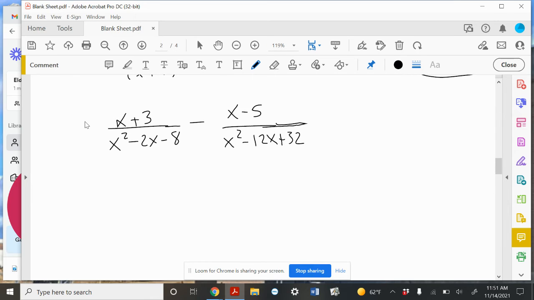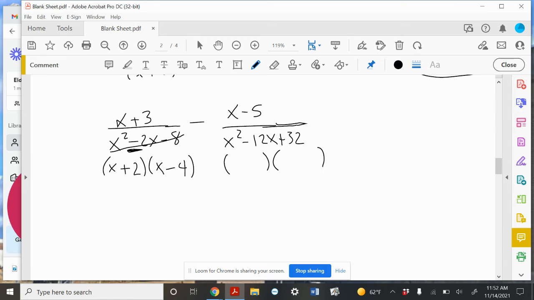Okay. Last one on subtraction and addition. In this case, I need to factor the denominators. So notice I have a negative 8. That means I have an x and an x. The negative tells me one is positive, one is negative. This negative here tells me that the larger one is going to be negative. So that means the two numbers must multiply to 8 and subtract to 2. So that would be 4 and 2. The larger number is negative, just like I have it written out there.